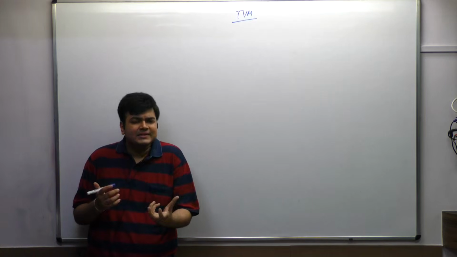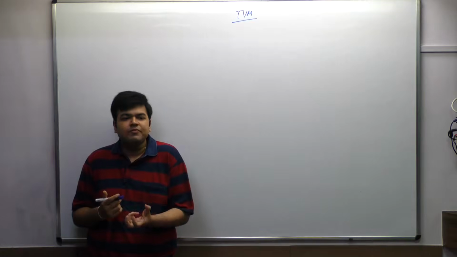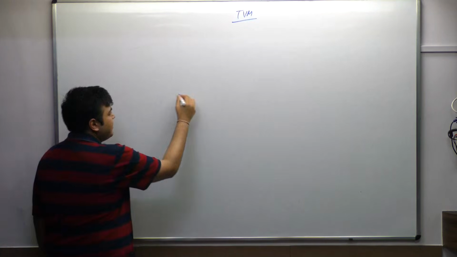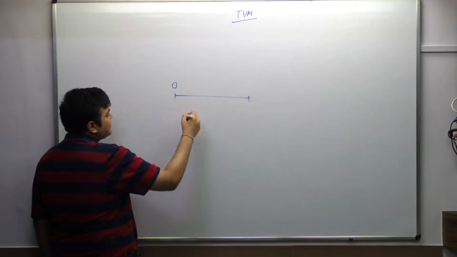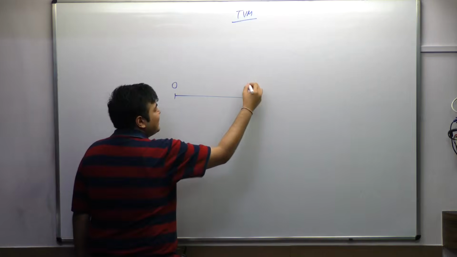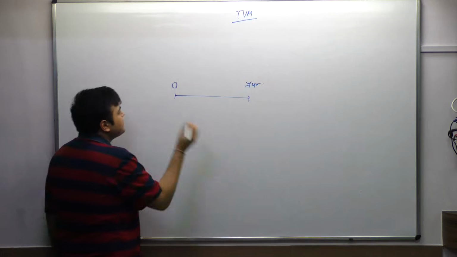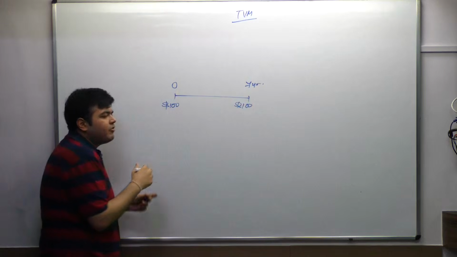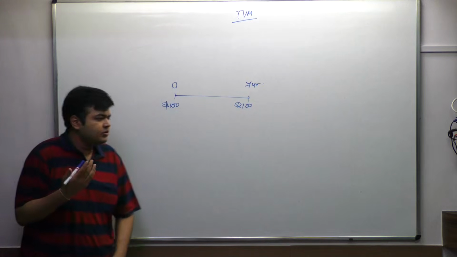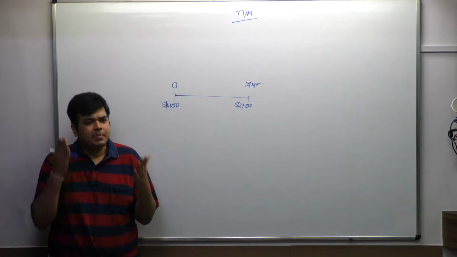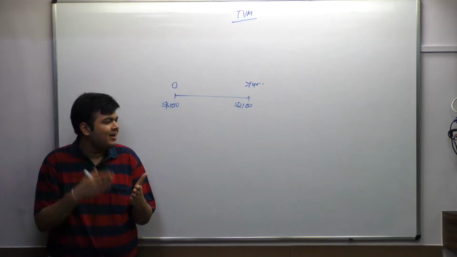Now why is quants so important when you're talking about finance? First of all, we are starting with time value of money. Say, for example, let's say today is time 0. Today we are standing on today, and let's say 7 years later. If someone is going to give you an option, I'll give you $100 today or I'll give you $100 after 7 years. You have two options. Which one would you choose? Today. So bina kuch socche samjhe aap immediately bolte hain that today we are going to be getting $100.